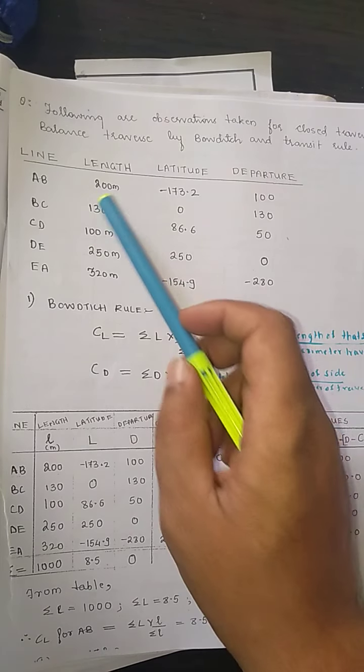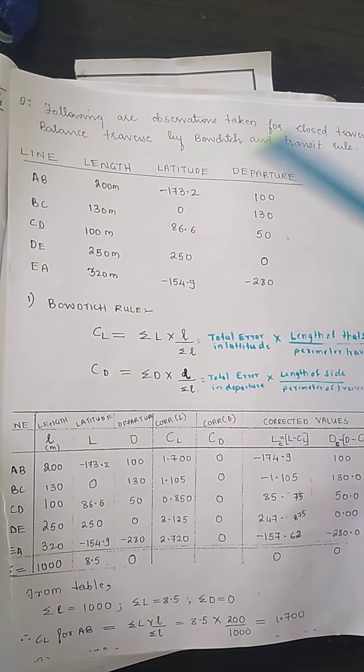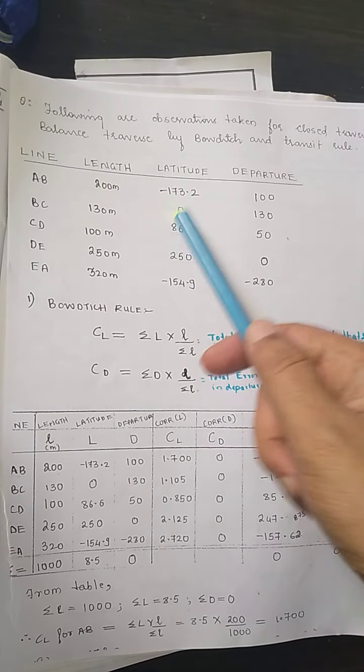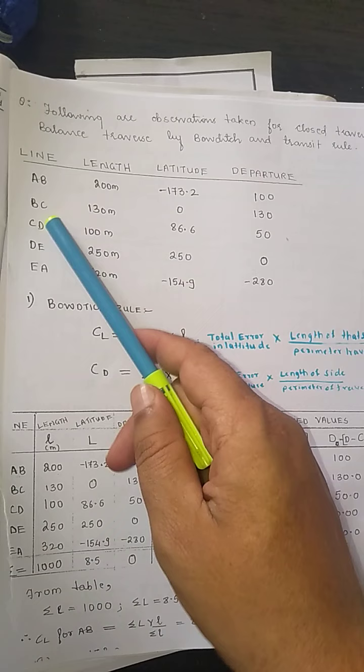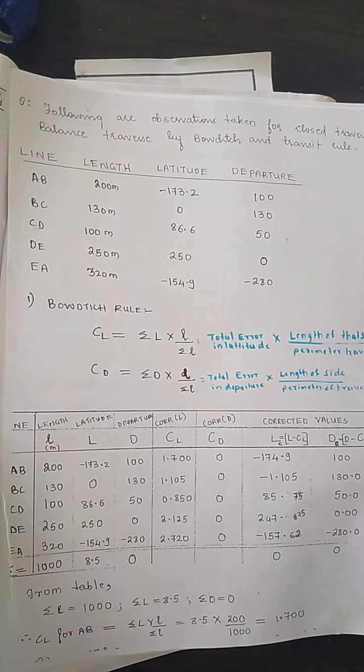Now, the length of the line AB is 200, the latitude is minus 173.2 and the departure is 100. Then BC is length 130, latitude is 0 and departure is 130. CD is length 100 meter, latitude is 86.6 and departure is 50. Then DE is length 250, latitude is 250 and departure is 0. Then EA is length 320, latitude is minus 154.9 and departure is minus 280. So this is the problem that will be given to you.